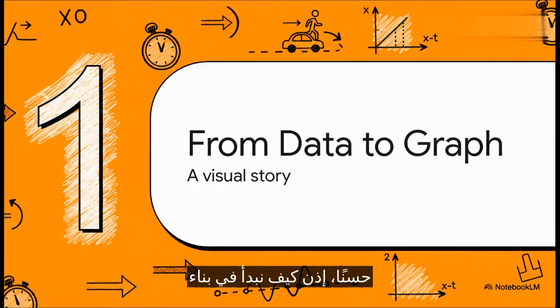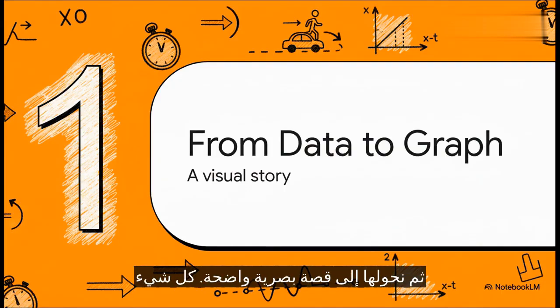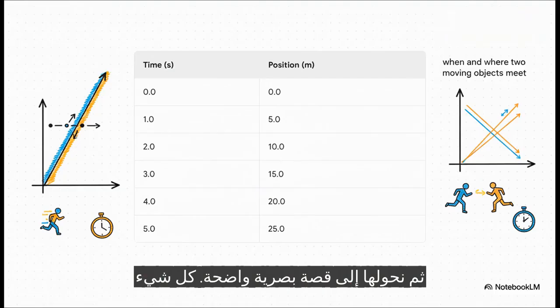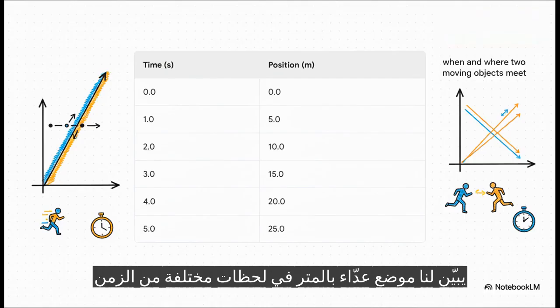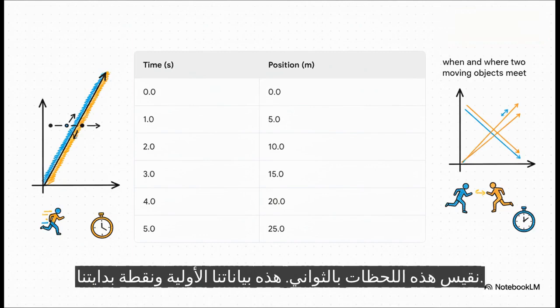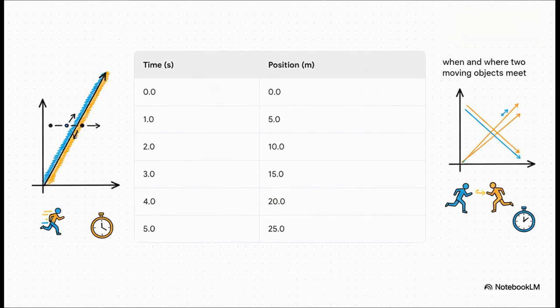Okay, so how do we even build one of these things? Well, it all starts with the basic numbers. We take some simple data, like where something is and when it was there, and we turn it into a clear visual story. Everything kicks off with a table, something just like this one. It's pretty straightforward, right? It shows us the position of a runner, in meters, at a few different moments in time, which we're measuring in seconds. This is our starting point, our raw data.